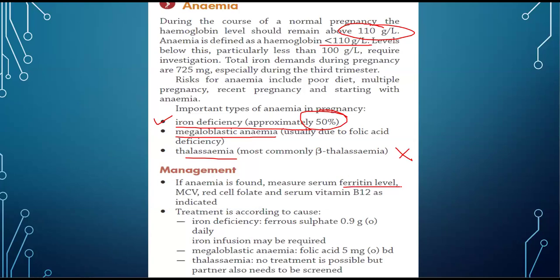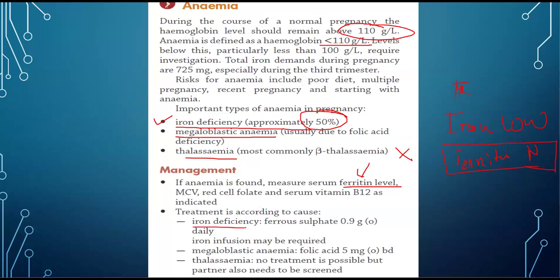Let's say the iron study shows that ferritin level is very low. If ferritin is low, that indicates iron deficiency. Remember, if serum iron, like total iron, is low but ferritin is normal, that means there is no iron deficiency. As long as ferritin is normal, iron is normal. Okay? If ferritin is low, then you can say it is iron deficiency.